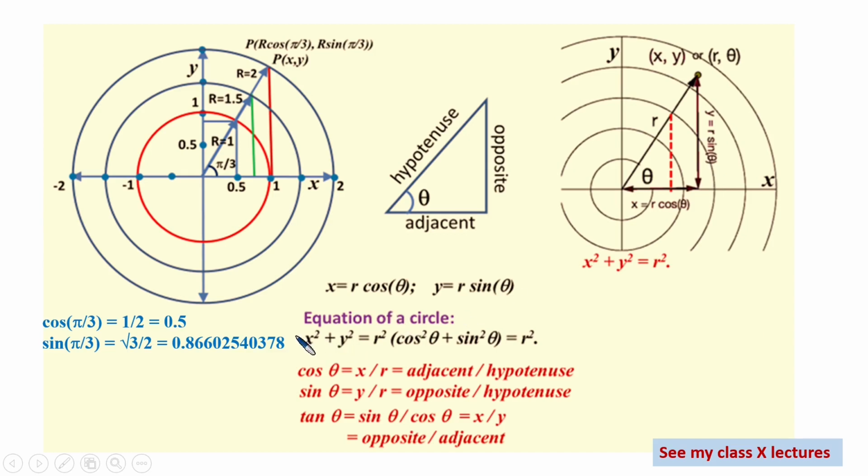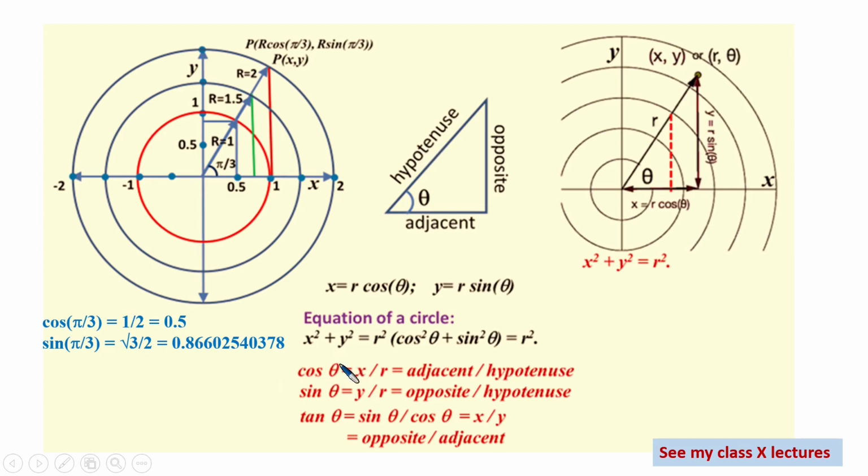Since the Pythagoras theorem says x square plus y square is the hypotenuse square, cos square theta plus sin square theta should be 1, and that is equal to r square. So this is one more equation, that cos square theta plus sin square theta is always equal to 1. As I had said, if the hypotenuse is 1, the adjacent distance is cos theta and the opposite length is sin theta, so cos square theta plus sin square theta is hypotenuse square. Hypotenuse is 1, so it is 1 square.